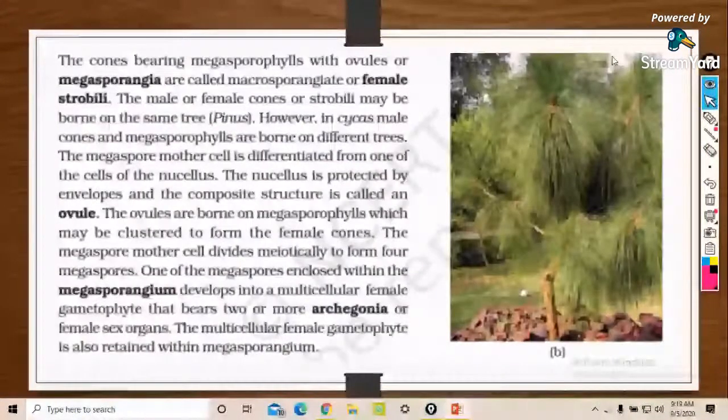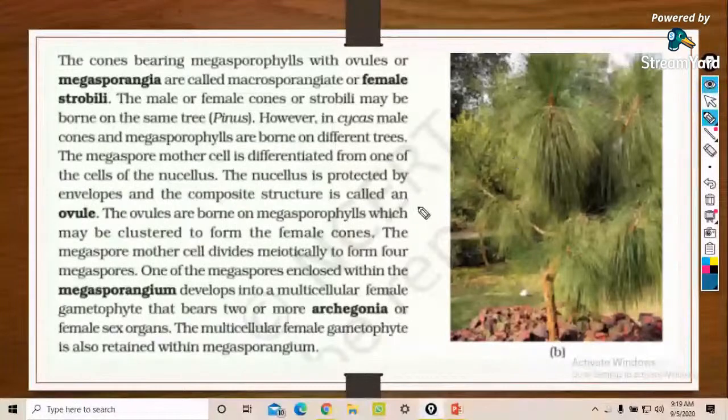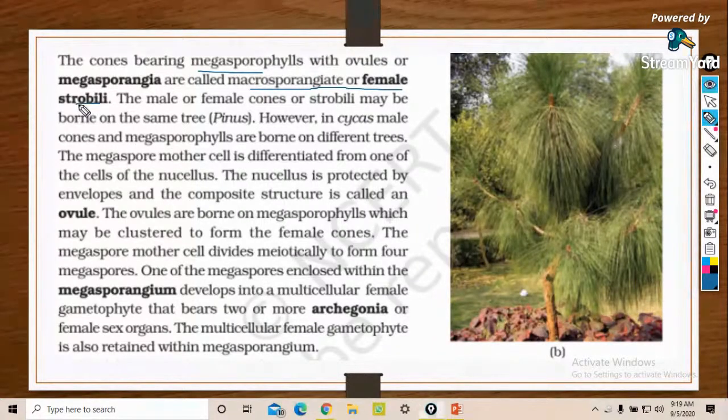The cones bearing megasporophylls with ovules or megasporangia are called macrosporangiate or female strobili. The male or female cones or strobili may be borne on the same tree, that is in case of pinus. In cycas, male cones and megasporophylls are borne on different trees.